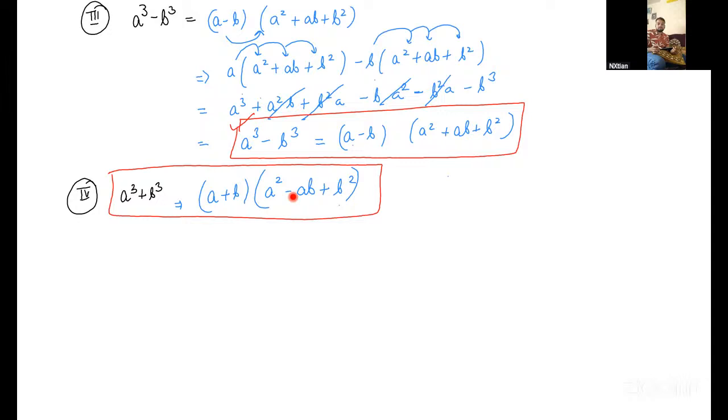Then how is there a minus over there? There's a cube plus b cube. Then how is minus over there? Where? Here. Yes, there's a minus there.